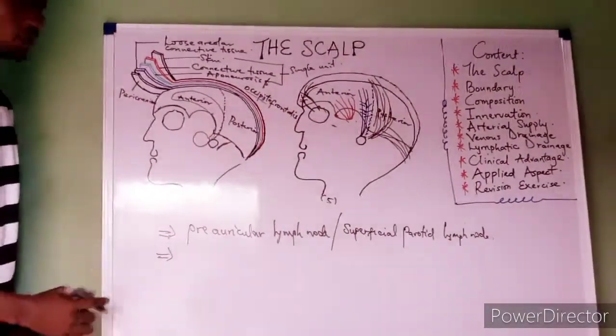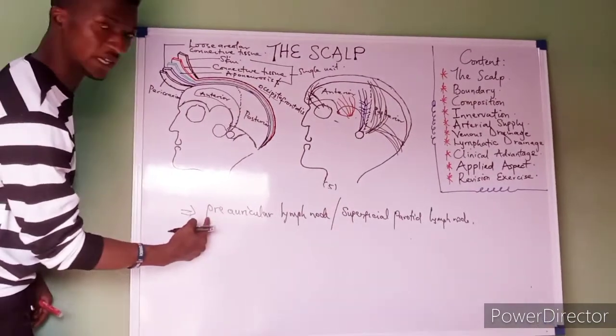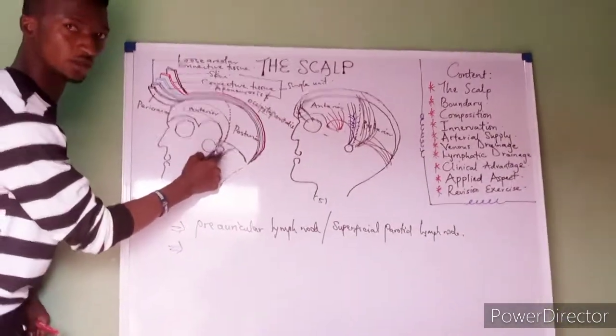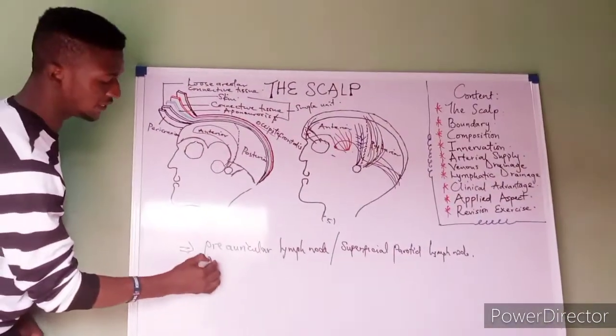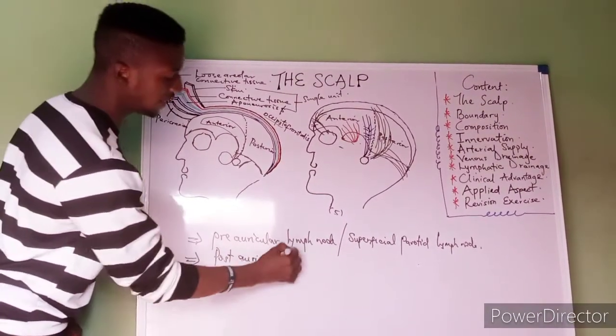The second one is the one you have behind. You have this in front and it's called pre, and this one will be called post. So we call it the post-auricular lymph node.